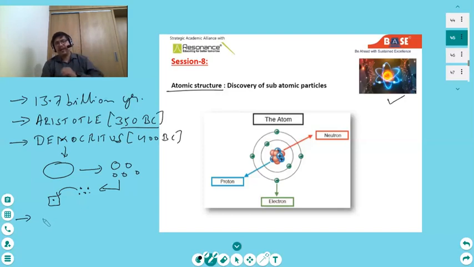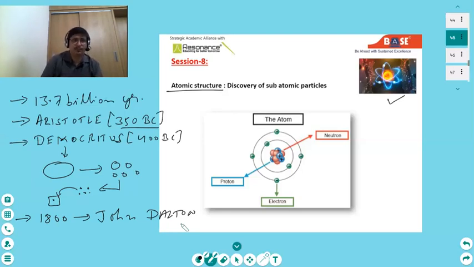The real concept of the atom came into existence in 1800 when a British high school teacher, Mr. John Dalton, came up with a theory known as Dalton's atomic theory. You will read that in standard 11th. It has around 5 to 7 points. One of the most important points Dalton tells is that the atom is electrically neutral. This point holds good till date.